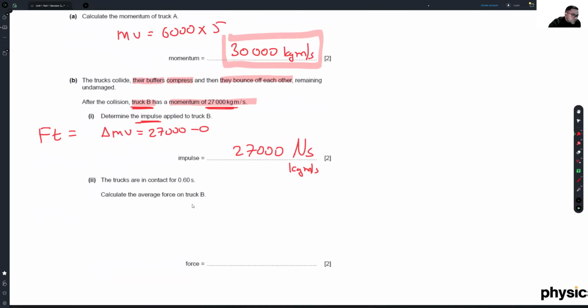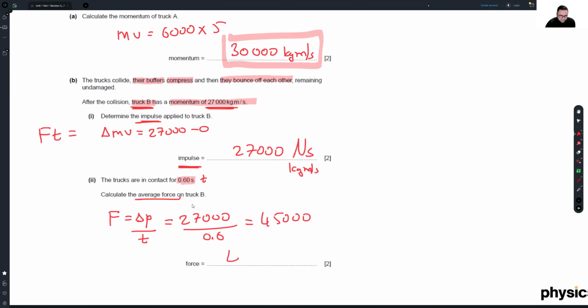Next. Now we get to use force times time. The trucks are in contact for 0.6 seconds. He's given me the time. What is the force? Oh yeah, I know that one. Force is equal to the change in momentum, delta P over T. What's the change in momentum? Oh, that's easy. Impulse. 27,000 over, what's the time? 0.6. This will probably give me a big value. Yeah, 45,000 newtons. Huge force. Okay? So force is equal to change in momentum over time.